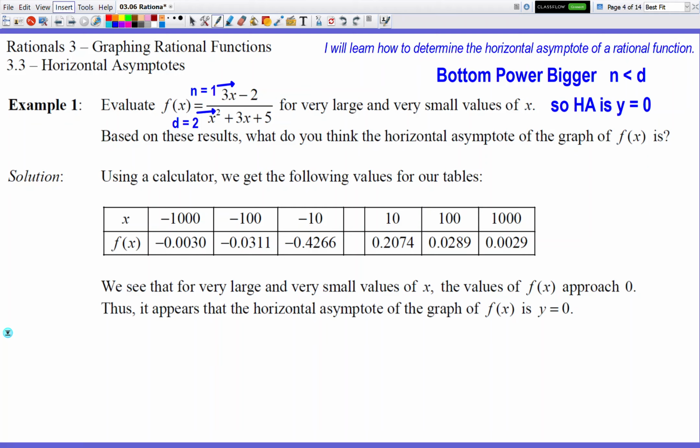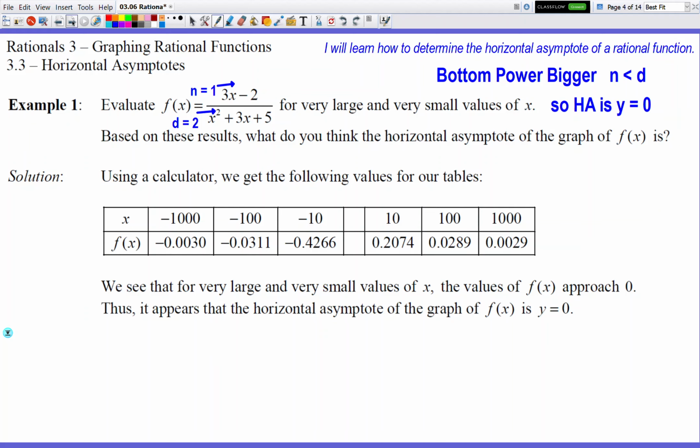Okay, so my numerator number is a 1 because that's my biggest power on the top. My denominator number is a 2 because that's the biggest power on the bottom. So I'm going to compare the 1 versus the 2. When I compare those two numbers, my conclusion is the bottom power is bigger. So if my bottom power is bigger, that means my horizontal asymptote is y equals 0. Okay, and that's all you got to do. You just got to compare the powers, and based on whatever category it fits itself into, then you get your answer for your horizontal asymptote.